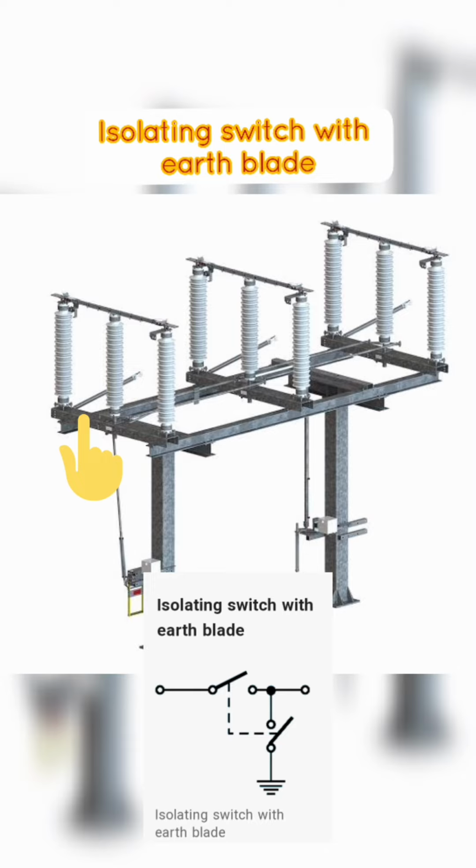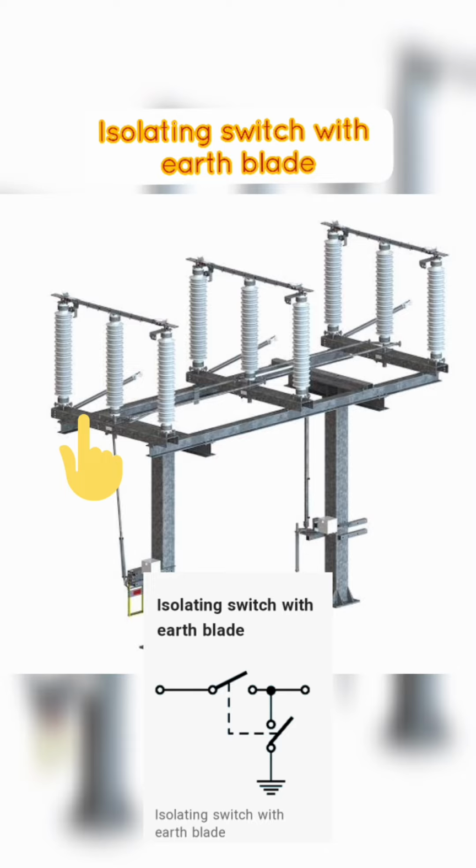Next we learn about isolating switch with earth blade symbol. In electrical engineering, symbols are used to represent different components and devices used in electrical circuits and systems. Isolating switches with earth blades are commonly used in electrical substations, and they have a specific symbol that is used to represent them in electrical diagrams and drawings.